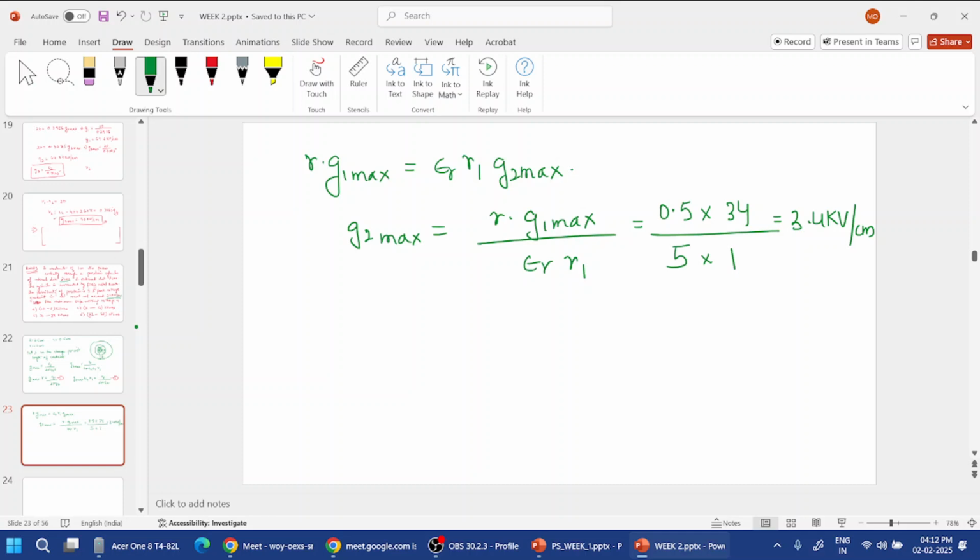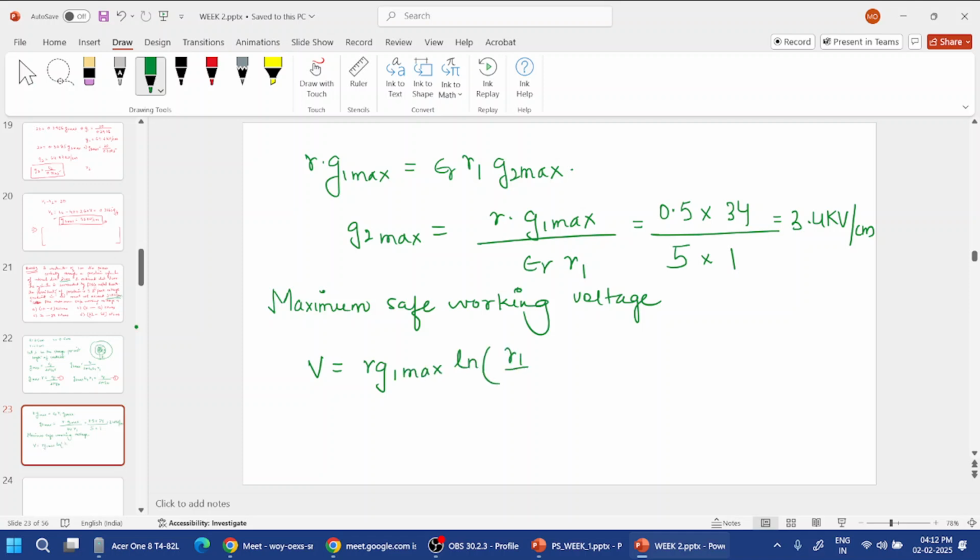So for this, the maximum safe working voltage is equal to V = R G1 max log R1.